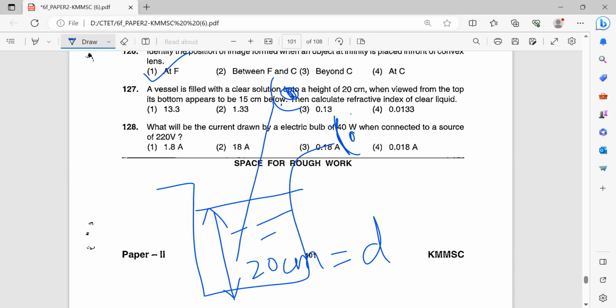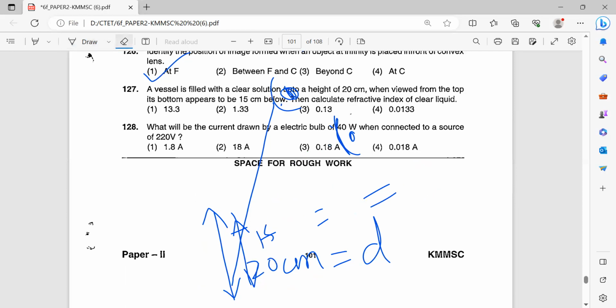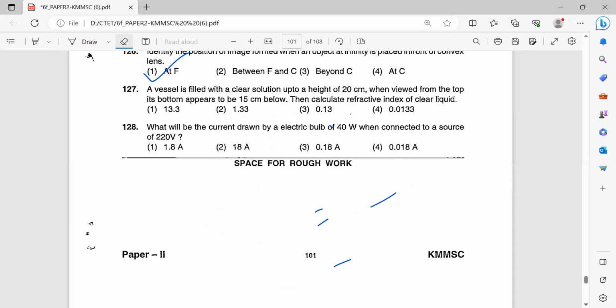When you view from the top, it appears to be at 15 centimeter from the bottom. So let us consider this as N, 15 centimeter from the bottom. They told you to calculate N, that is refractive index, right? So how to calculate N in such problems? It is a very easy formula. When such problems are given, just put the values of actual height and appeared height.